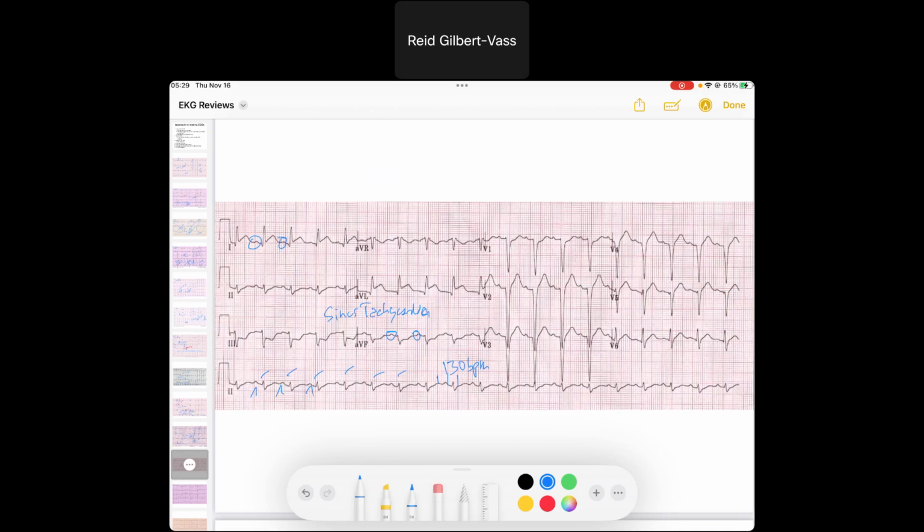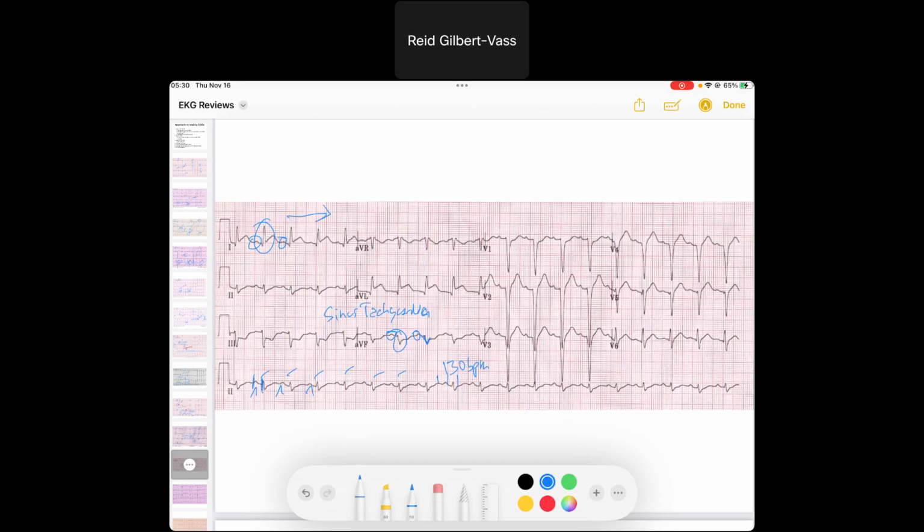Okay. So we said it's a sinus tachycardia. Is the AV node working well? Yeah, it's a good PR interval. There's no dropped beats. And so the QRS is narrow. So let's take a look at the QRS axis. QRS is up in 1, so it's going to the left. And it's down in aVF.